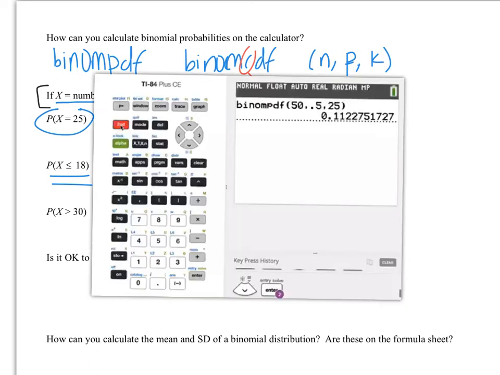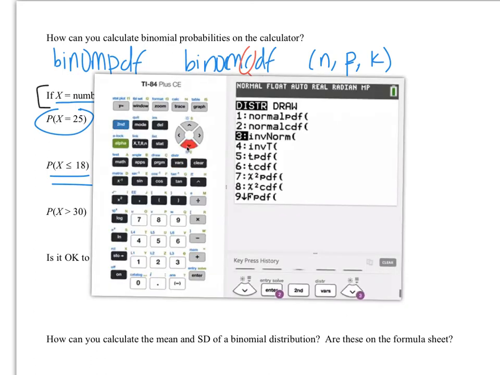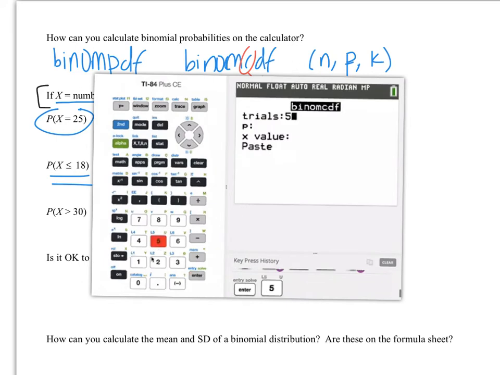Okay, so we're going to go back to the second distribution and scroll down again, but now you're going to choose binom CDF instead. All the same information you're going to put in. So the 50, the 0.5, the 18, and then you're going to hit paste.